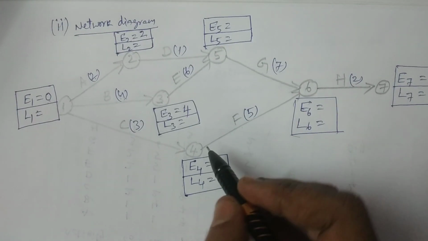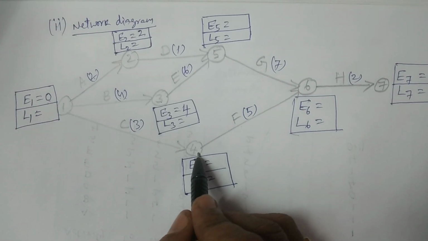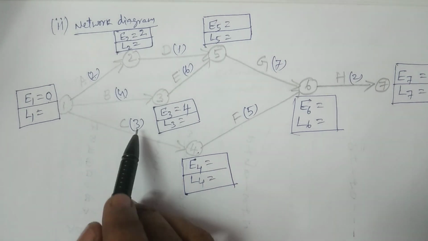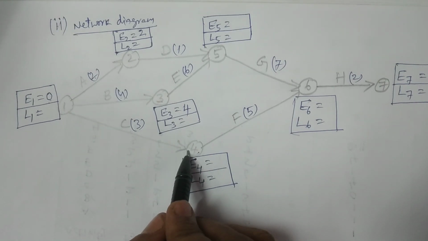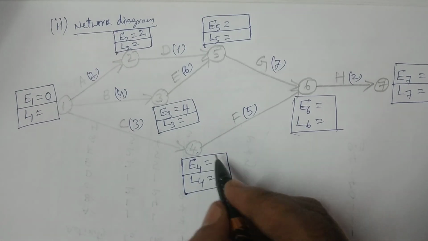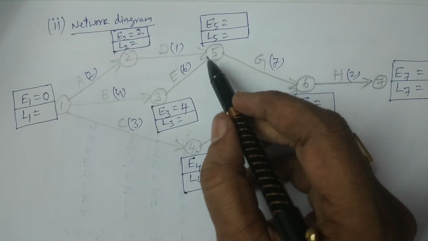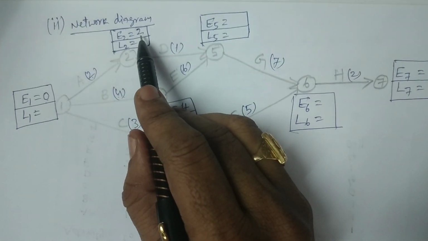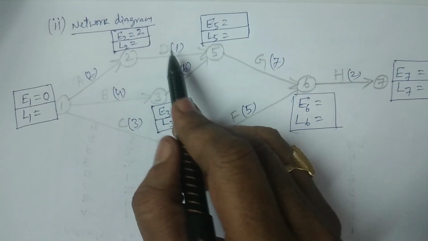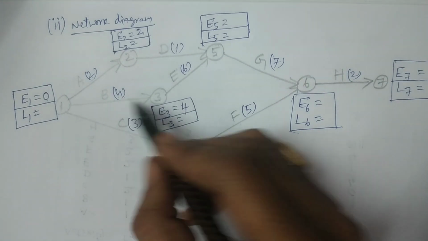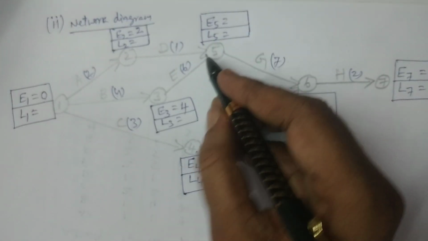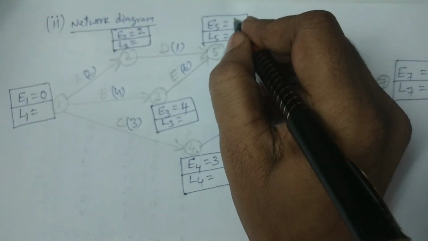And coming to the fourth event, 0 plus 3, we have one connector again here, it is 3. And coming to the fifth one, we have two connectors, and therefore you have to calculate values and take the maximum. 2 plus 1, 3, and 4 plus 6, 10. The maximum is 10. So this is 10.